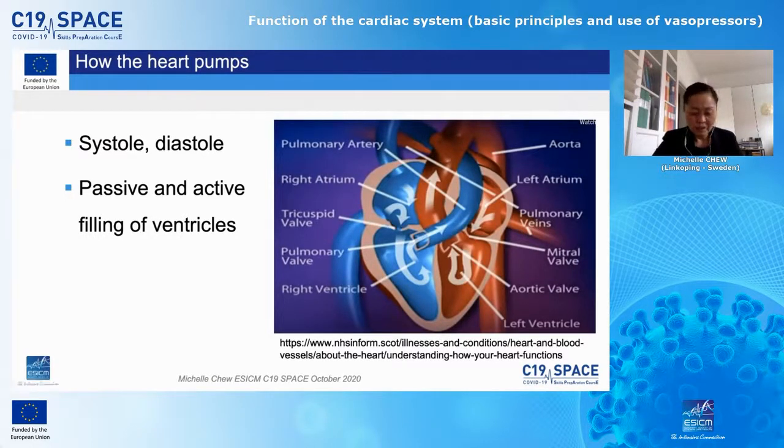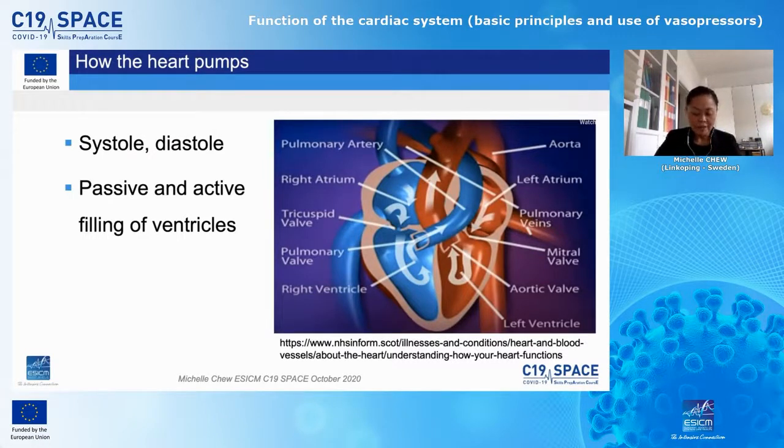Now, although this is traditionally seen as a passive filling phase where the ventricles are filled, this phase is actually very important for myocardial relaxation. And evidence now supports the importance of lusitropy, meaning ventricular relaxation, for the development of heart failure, including that seen in the critically ill.